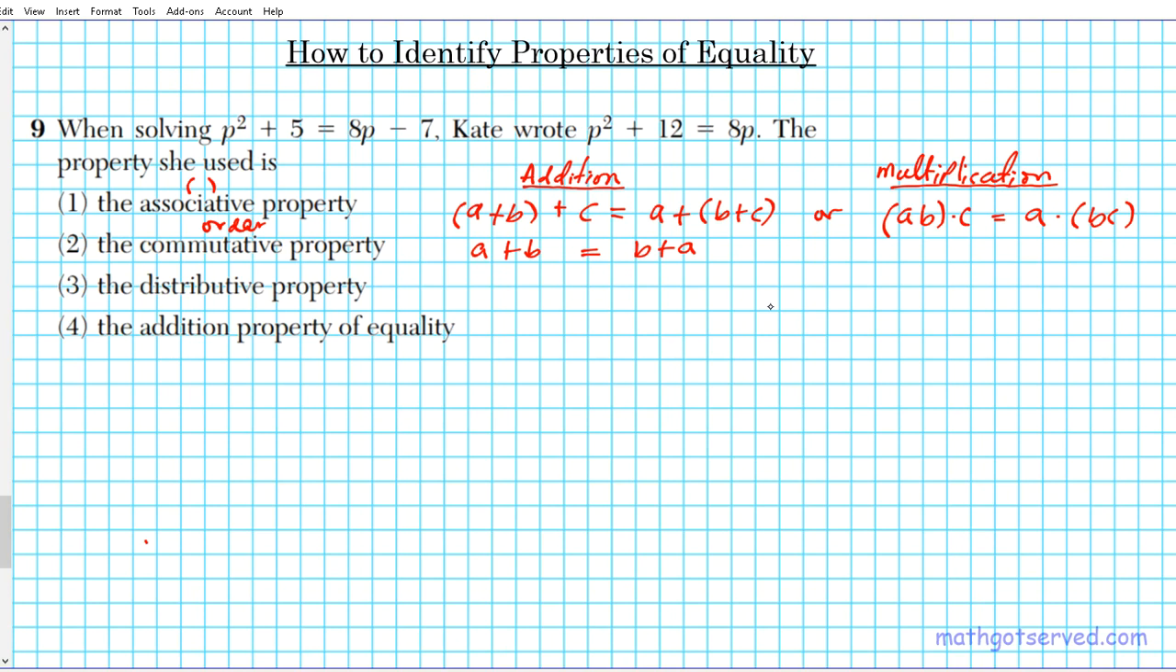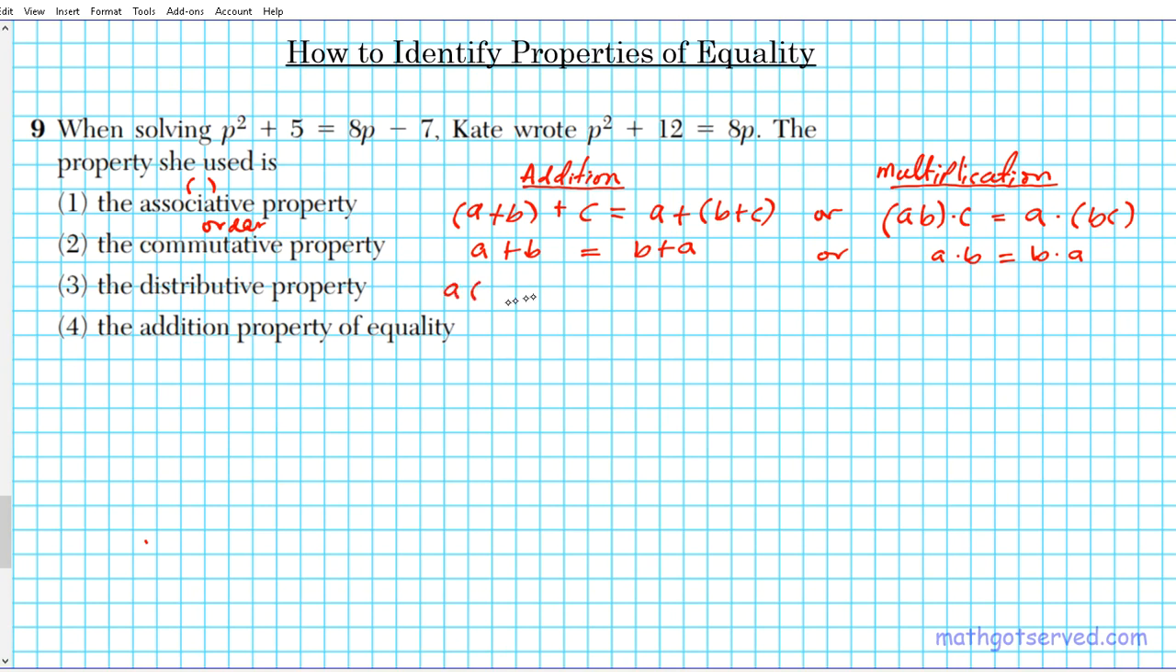When you're adding or multiplying, so a times b, the order does not matter. Alrighty? So that's your commutative property. Now the distributive property, just think about distribution.